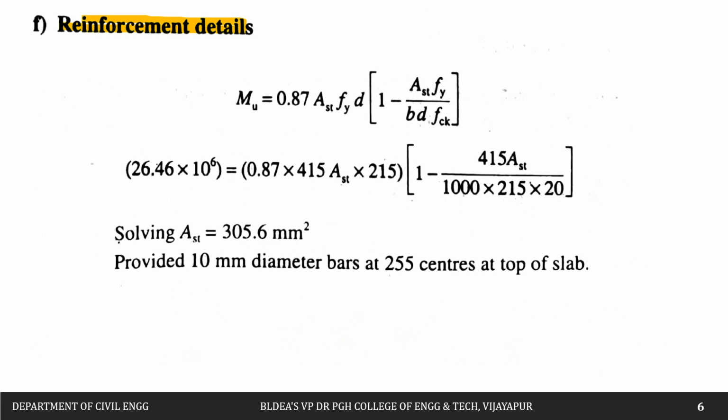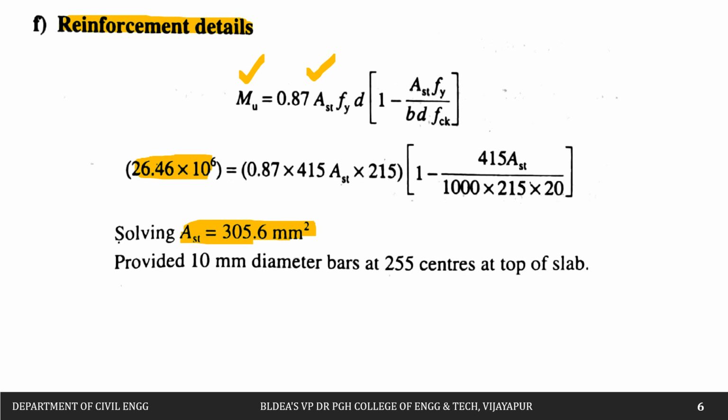Then next, let us try to calculate the reinforcement based on the moment. 26.46 is the moment which is coming. This is the ultimate moment. So we can use another formula, or we can use this formula also, to calculate the moment. If we calculate, we'll get the answer as 305.6 mm square.